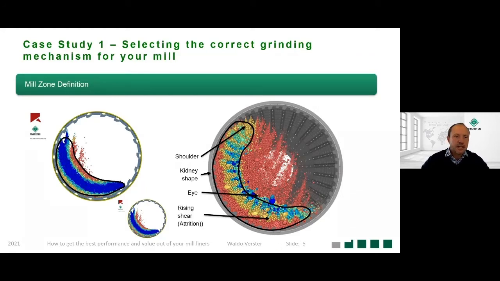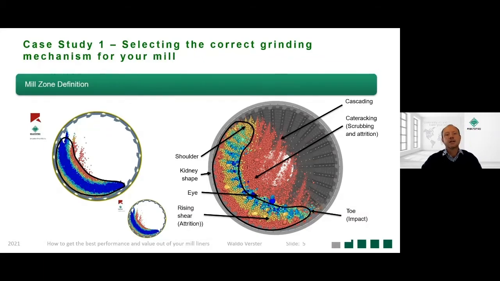Then a very important area inside a mill is the rising shear zone. More or less in this region of the mill, here we see the most attrition grinding taking place. Then cascading zone, where we see material in free flight, not a lot of grinding taking place. We have the cataracting zone, definitely no scrubbing in this SAG mill, but I specified scrubbing here because we do see a bit of scrubbing action in this preferential mill, but also a small amount of attrition grinding taking place. And then lastly, your toe or impact area inside your mill.